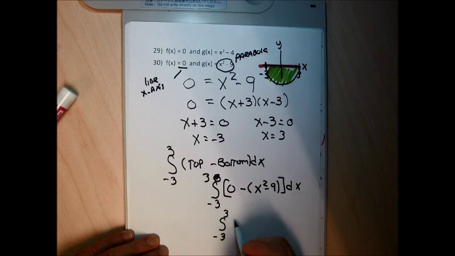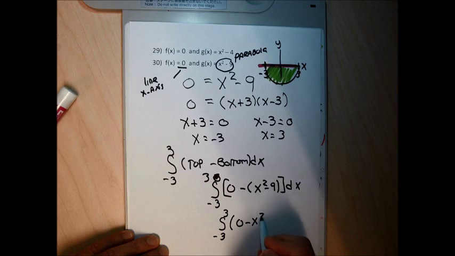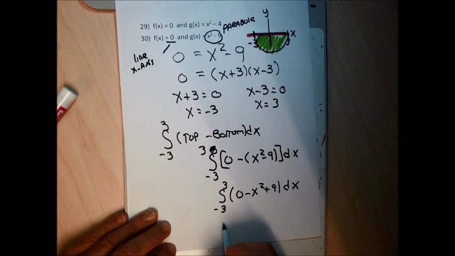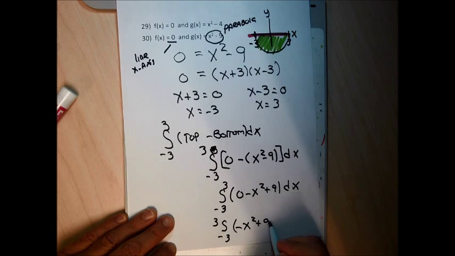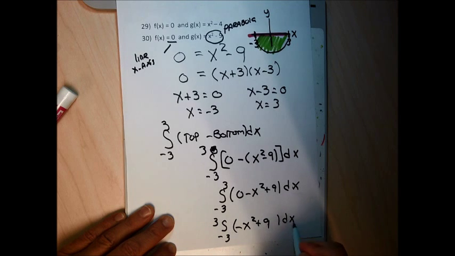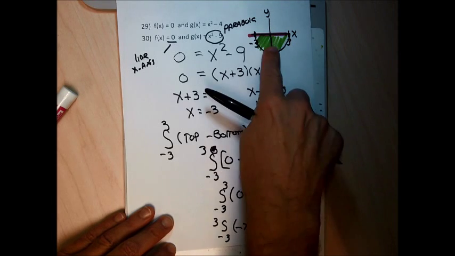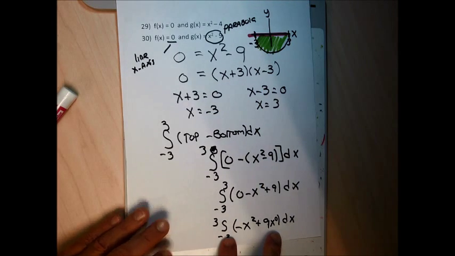and then this is going to be 0 minus x squared plus 9 dx, which is the integral from negative 3 to 3 of minus x squared plus 9 dx. And this 9, I should think of it as 9x to the 0.